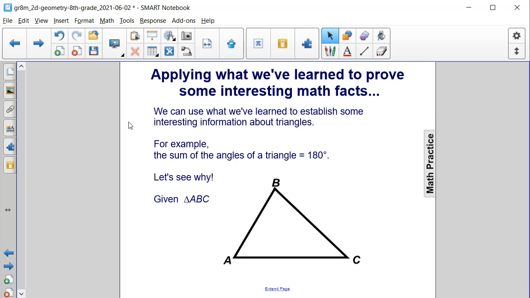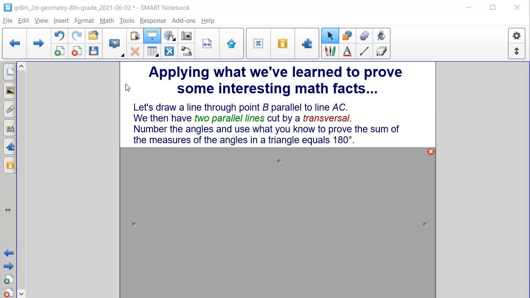Now that we know how different angles and parallel lines are related to one another, we can use what we've learned to establish some interesting information about triangles. For example, the sum of the angles of a triangle is equal to 180 degrees. Let's find out why. We're going to start off with this given triangle, triangle ABC.